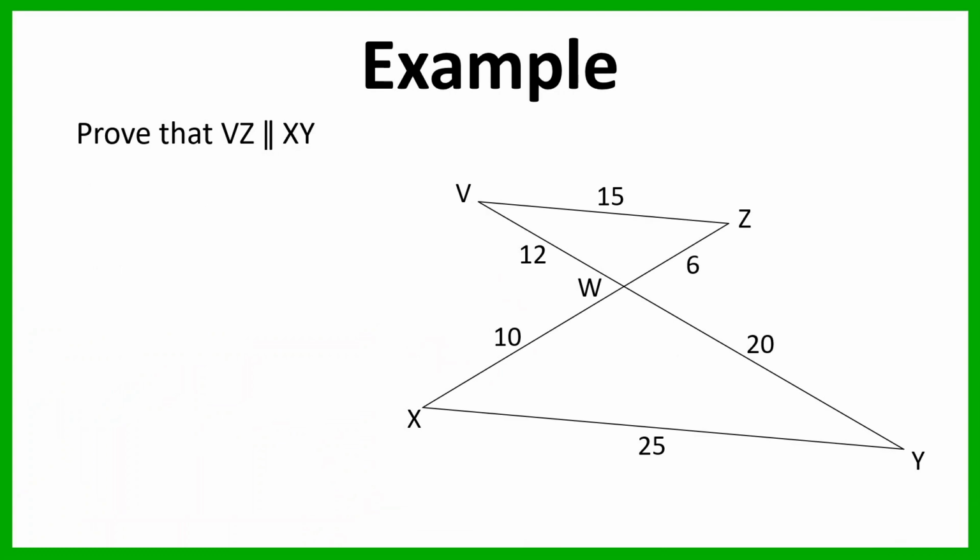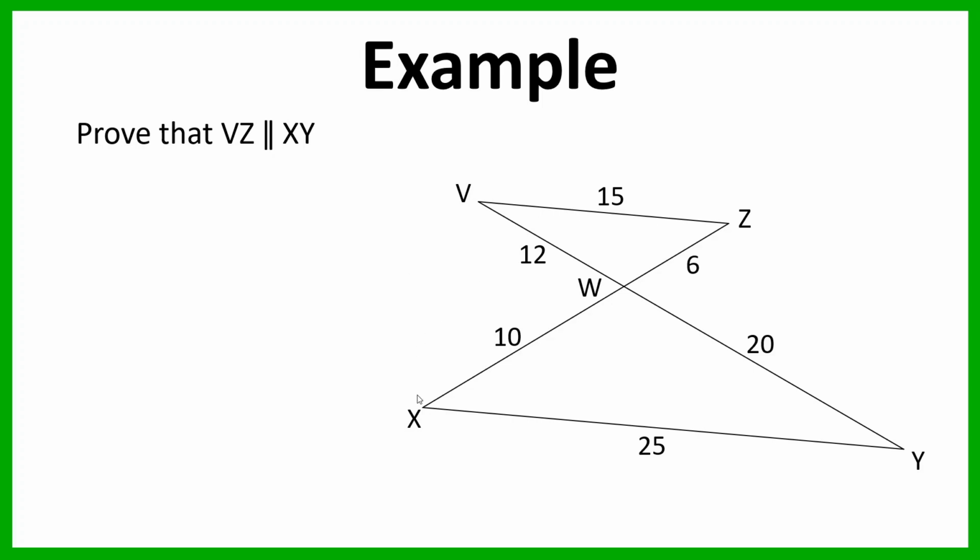In this example, we need to prove that VZ is parallel to XY. Now, before we do this question, what you need to know is that just like we're able to use parallel lines to find out the sizes of angles, using alternate angles or corresponding angles or co-interior angles, we can also go backwards and we can say if alternate angles are equal, the lines must be parallel. Or if corresponding angles are equal, the lines must be parallel. Or if co-interior angles are supplementary, the lines must be parallel. So that's the concept we're going to be using in this example.